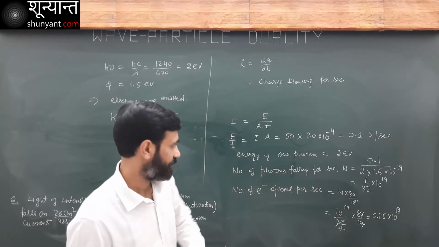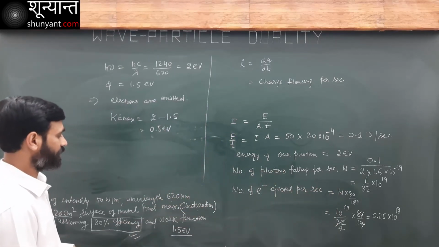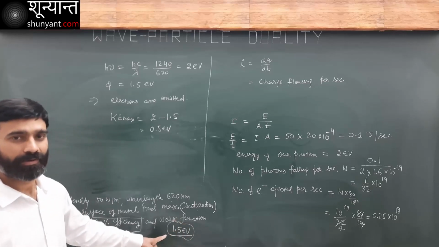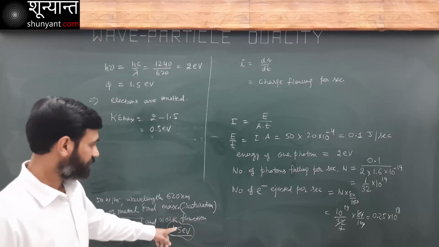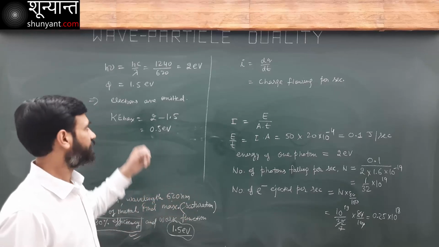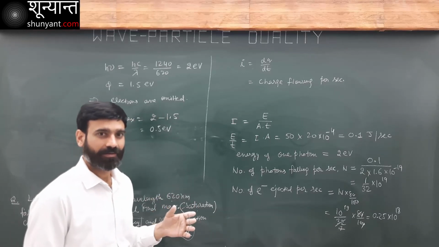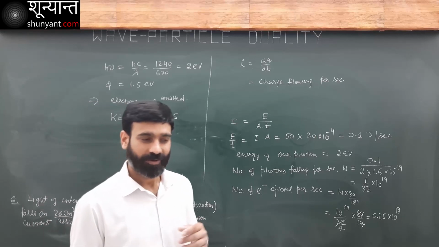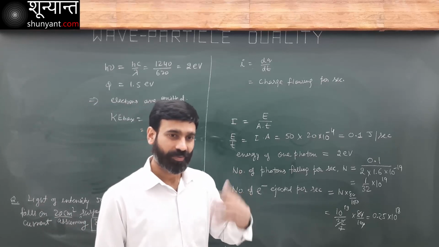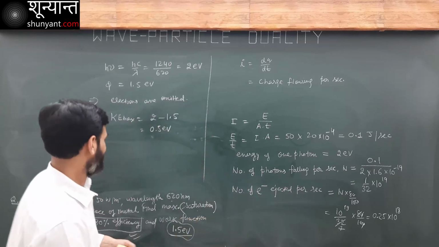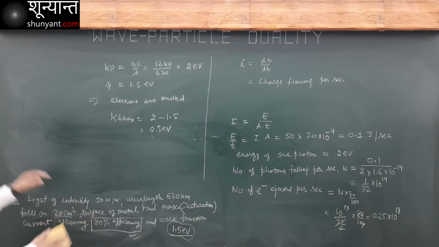Okay. You see, there is no role of this value. Why is there no role? This is just to check whether the electrons will be emitted or not. Once the electrons are emitted, no matter what the kinetic energy is, they are going to be part of the current. Okay, understand this. So 80% efficiency.